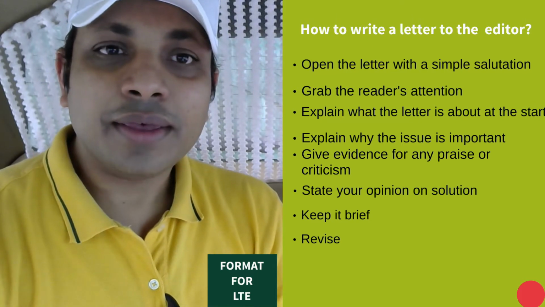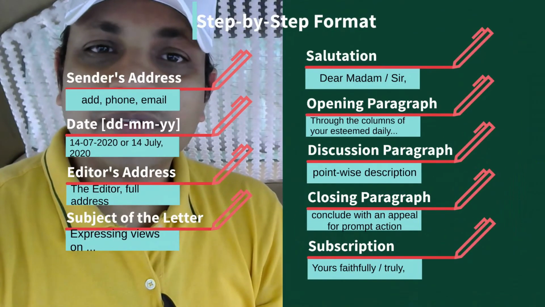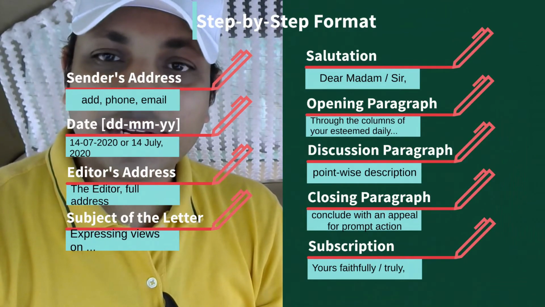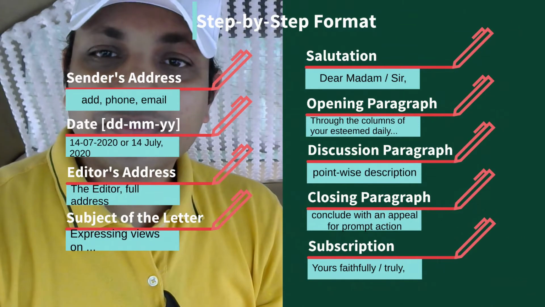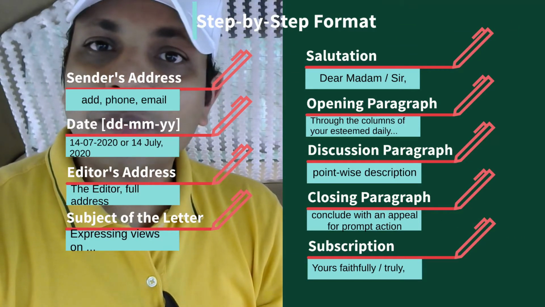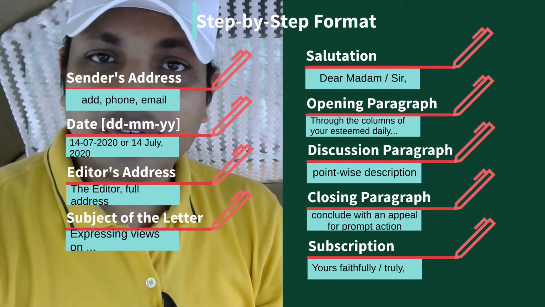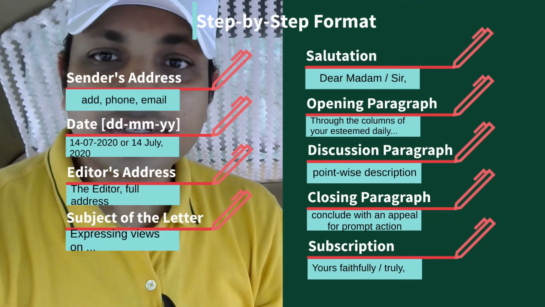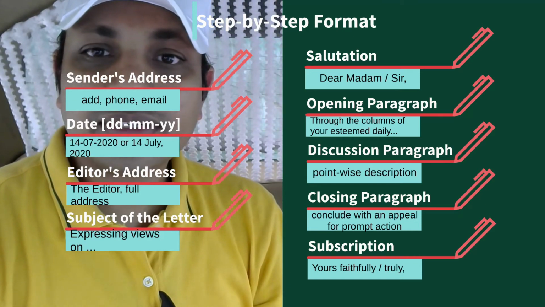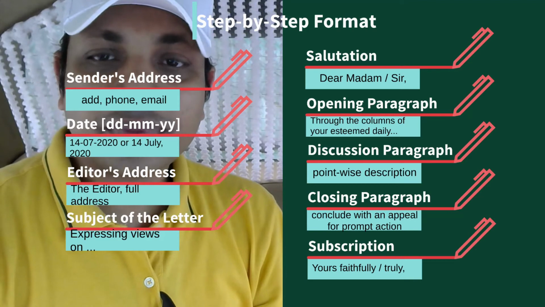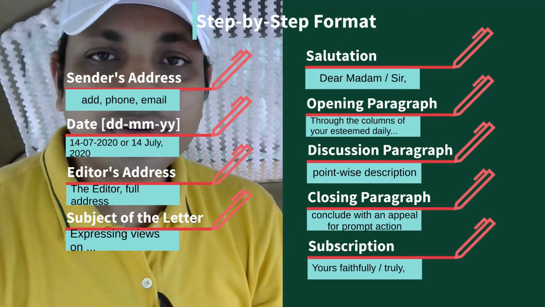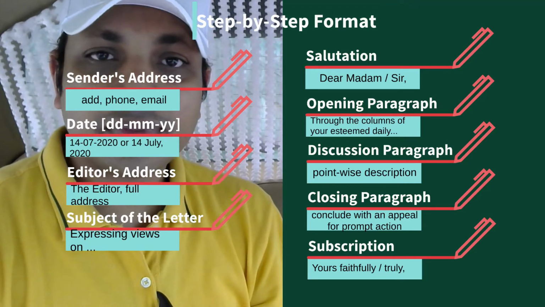Okay, well, we move on now to the step-by-step format of a letter to the editor. We start with the sender's address, written at the top left-hand side of the page. Sender's address, full address, including phone and email. Leaving a line, you have to write the date. Two formats are given. Either one of them will do.